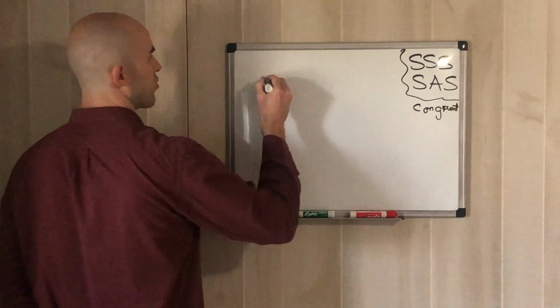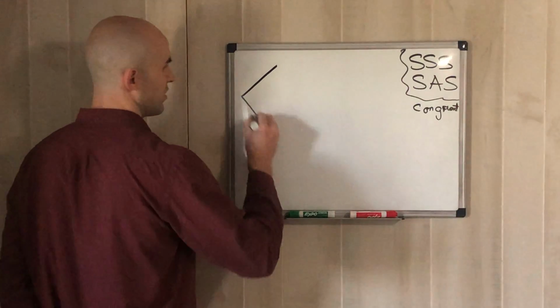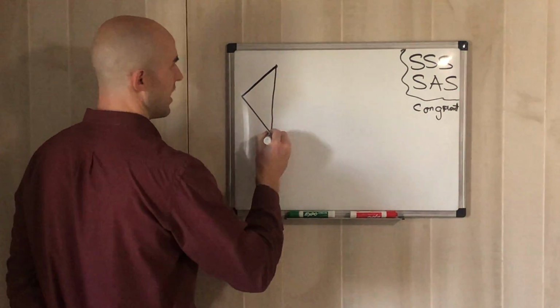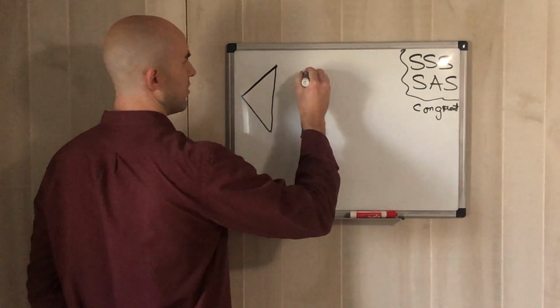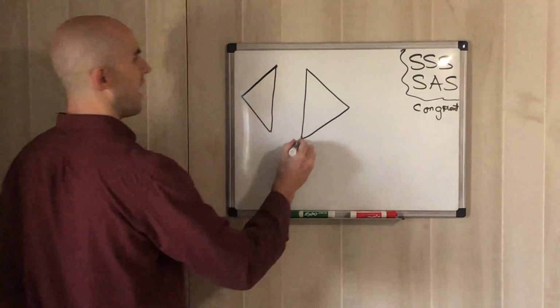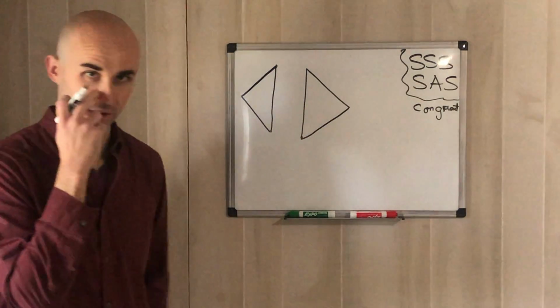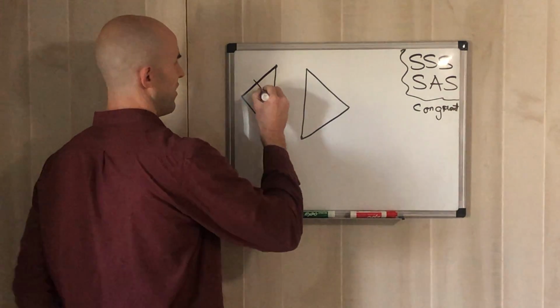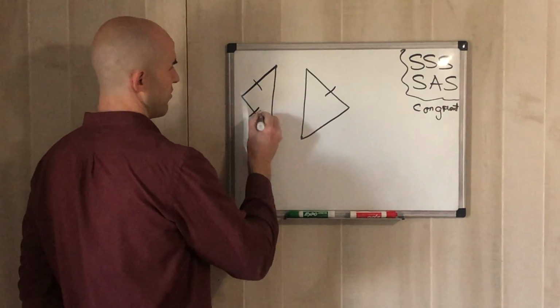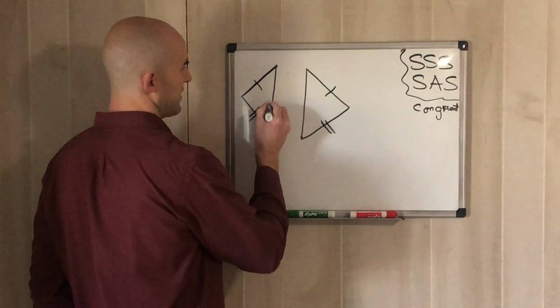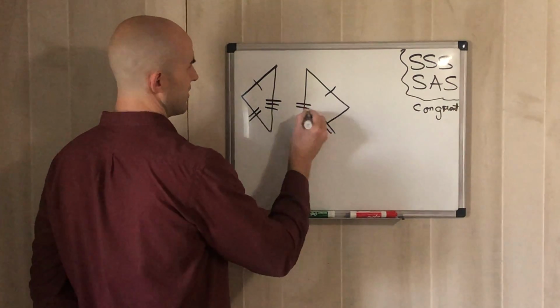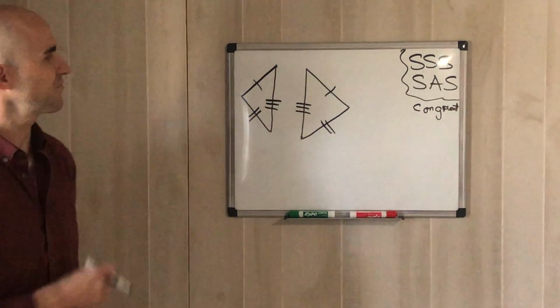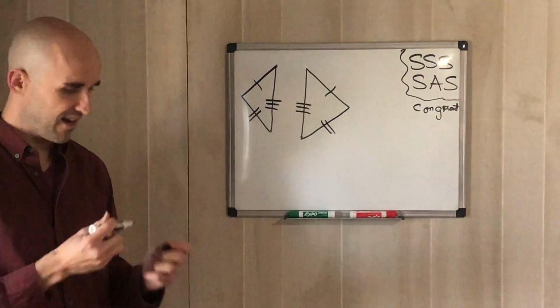So I'm going to give you triangles, right? Let's say I give you this triangle right there. I'm going to give you this triangle right there. I want to know if these triangles are congruent, right? So let's say I give you this, that, and that. Now let's analyze what we have.